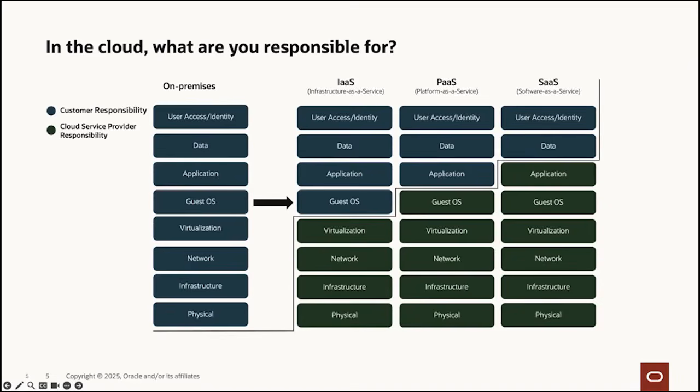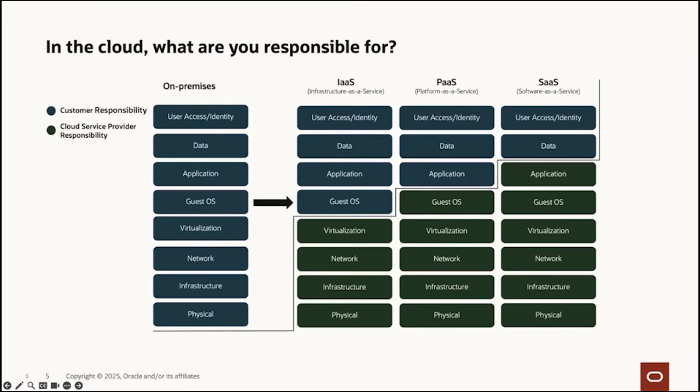With PaaS, a good example would be Oracle Integration Cloud or Oracle Analytics Cloud. The customer is going to be responsible for user access and identity down to the application itself. With some of these services, you can specify the amount of CPUs that are needed, but you don't have access to the underlying operating system, so you can't SSH into a PaaS service and change any of the underlying configuration. That's going to be handled and managed by the cloud service provider.